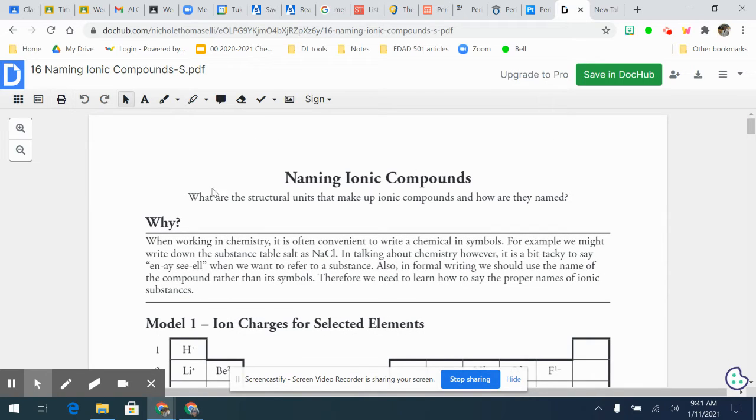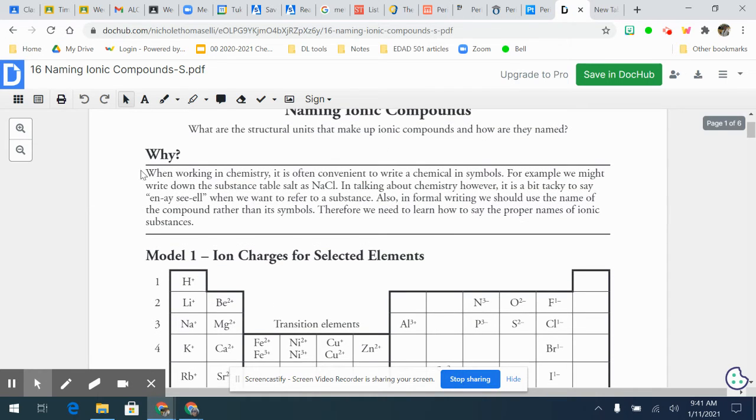the molecules and compounds. So the essential question for this assignment is, what are the structural units that make up ionic compounds and how are they named? So in terms of structural units, what we mean is, what are the elements and how many of each element are in a compound?